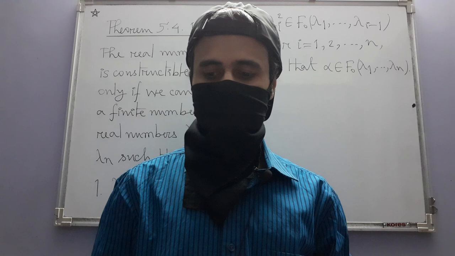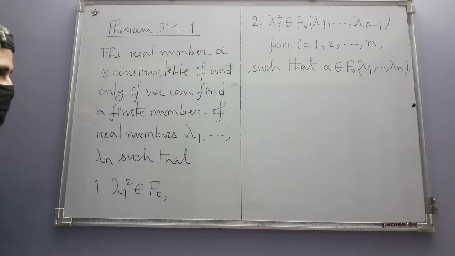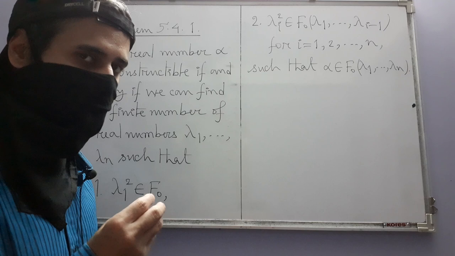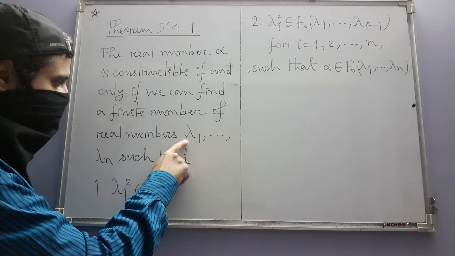Alright, so theorem 5.4.1. We have already seen the statement, but before we see the proof, let's just see it once more for one last time. It's a necessary and sufficient condition for a real number to be constructible. So the real number alpha is constructible if and only if we can find finitely many real numbers, these lambdas, such that these conditions are true.